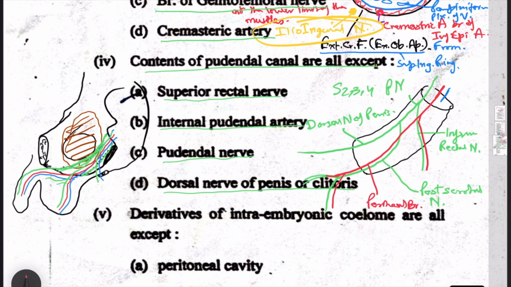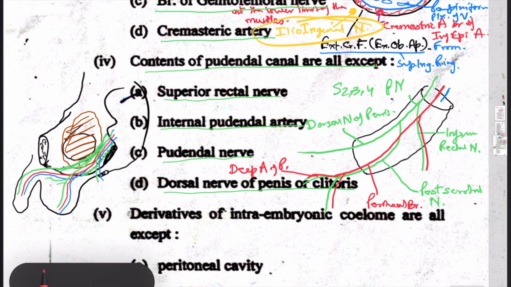And it will continue further in the penis to supply the deep structures in the penis, the corpora cavernosa, corpora spongiosum. So these will be called the deep arteries and veins of the penis. Deep artery of penis. Got it? So similarly now the vein.